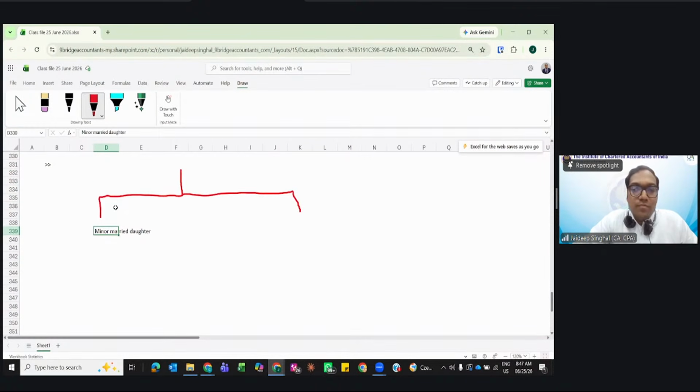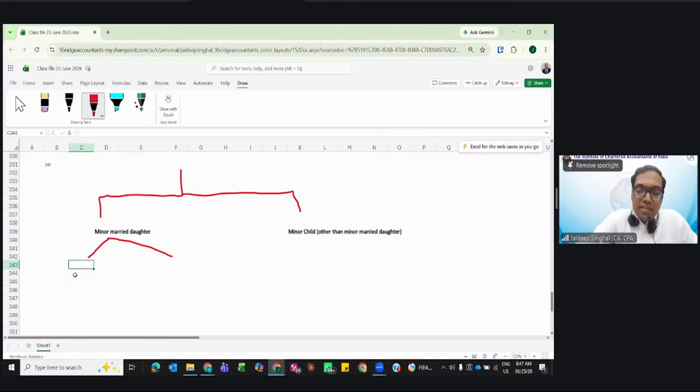Minor married daughter and minor child other than minor married daughter. Minor married daughter, it is a case of house property or other asset.